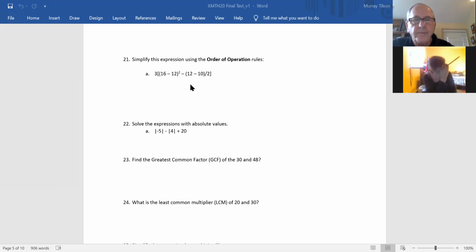Does that make sense? So the last part would be 3 times everything inside here. It's like square brackets on the outside. And then you take 12 minus 10. It would be 4 squared, or 16. Then 16 minus 2, or so I did that wrong. It would be like 14.